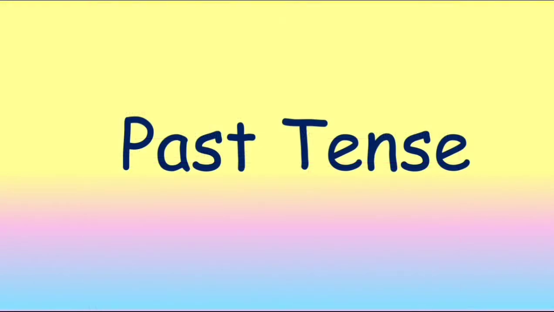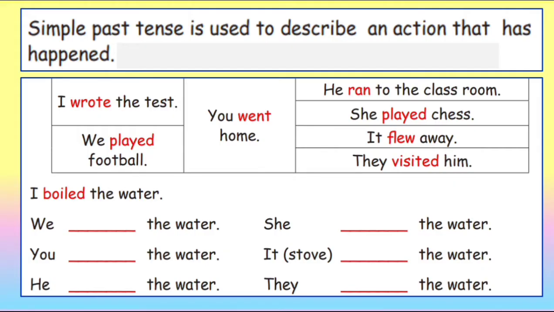Now let's see the past tense. Simple past tense is used to describe an action that has happened. That is, the action is over. You have finished it all, right? So let's read some sentences. I wrote the test. We played football. You went home. He ran to the classroom. She played chess. It flew away. They visited him.